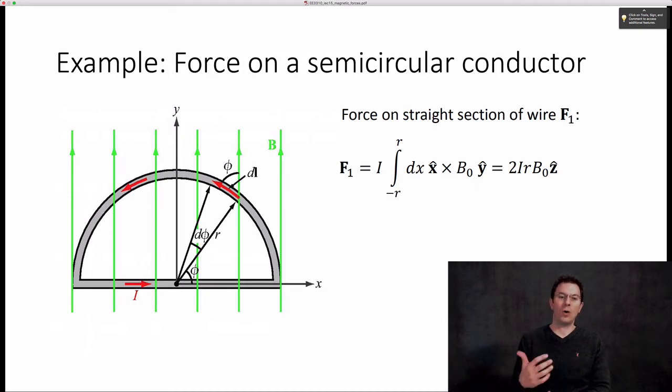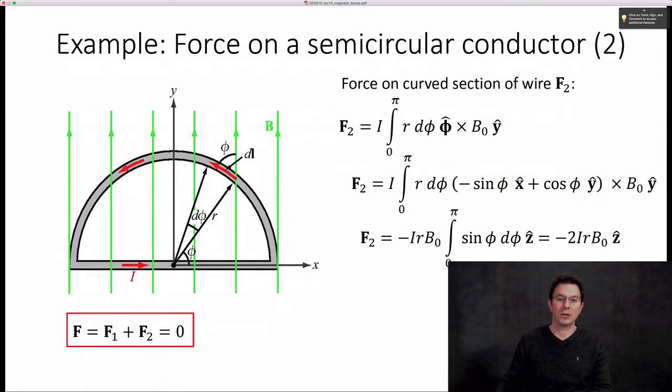We recall that the force that a charged particle feels is at 90 degrees both to its velocity, in this case in the x-hat direction, and to the direction of the magnetic field, which is in the y-hat direction. So that makes qualitative sense. The force is in the z-hat direction. Okay, now we need to figure out what is the force on the semicircular part, the curved part right here.